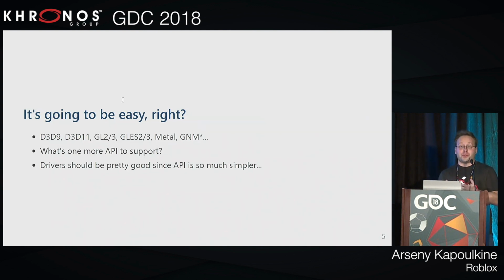And we support a lot of different APIs, right? So just one more didn't seem like it would be a problem. And if you look at OpenGL compared to Vulkan, Vulkan is so much slimmer as an API, and things are so much more explicit, that the driver's got to be rock solid, right? It is hard to imagine that an API so simple could have a lot of bugs. So we were really hoping that this would be great for us.